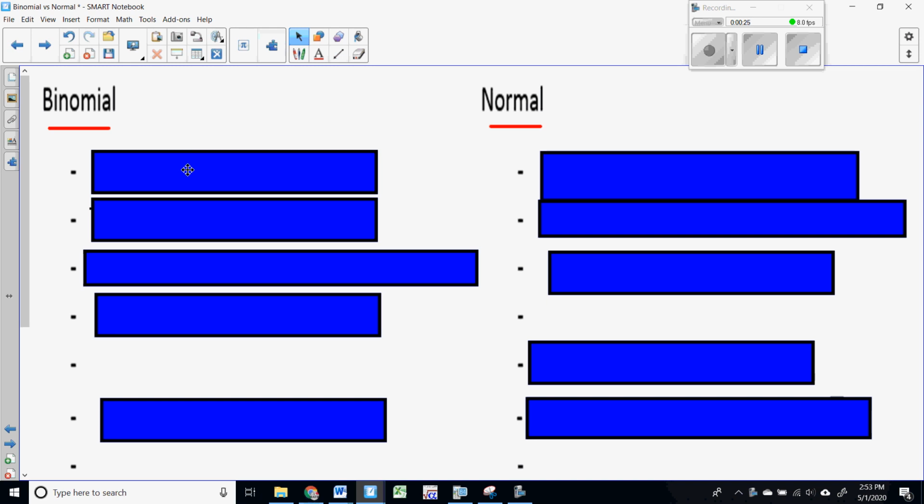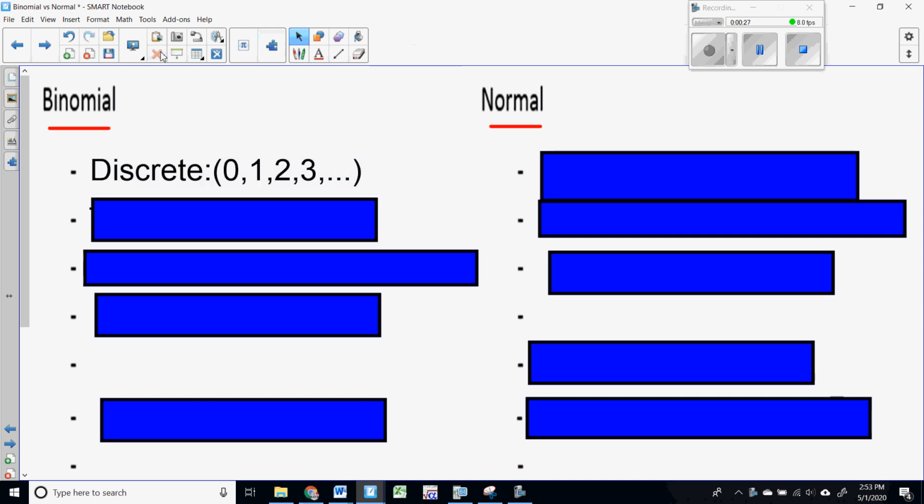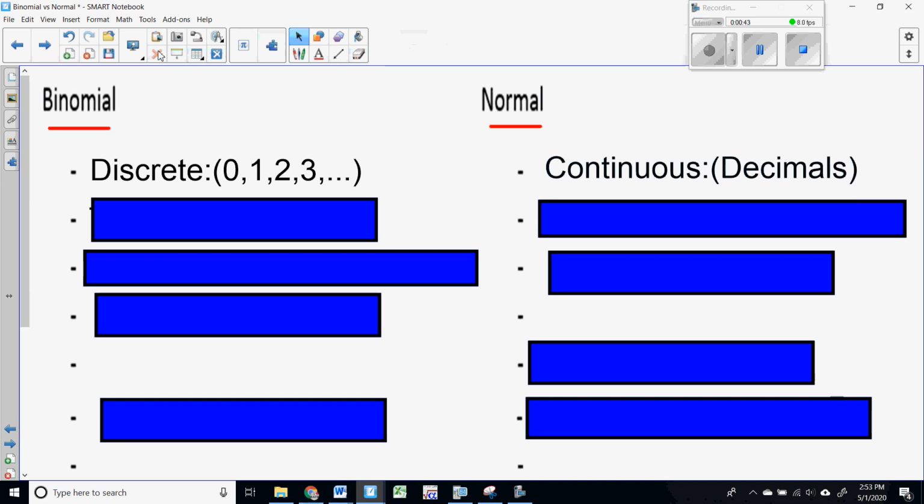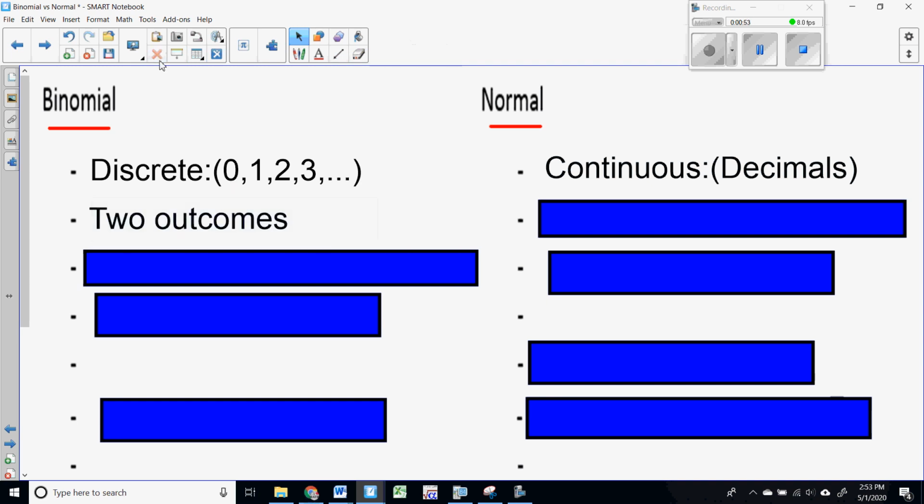So if you remember, binomial is a discrete probability, which means you can get 0, 1, 2, 3. Binomial is how many times you hit a target, whether something is true or false. Normal distribution is continuous. You get decimals. You measure the weight of something, the length of something, the temperature of something. Those types of things are normal. With discrete, you have two outcomes: pass, fail, true, false, hit, miss, those types of things.